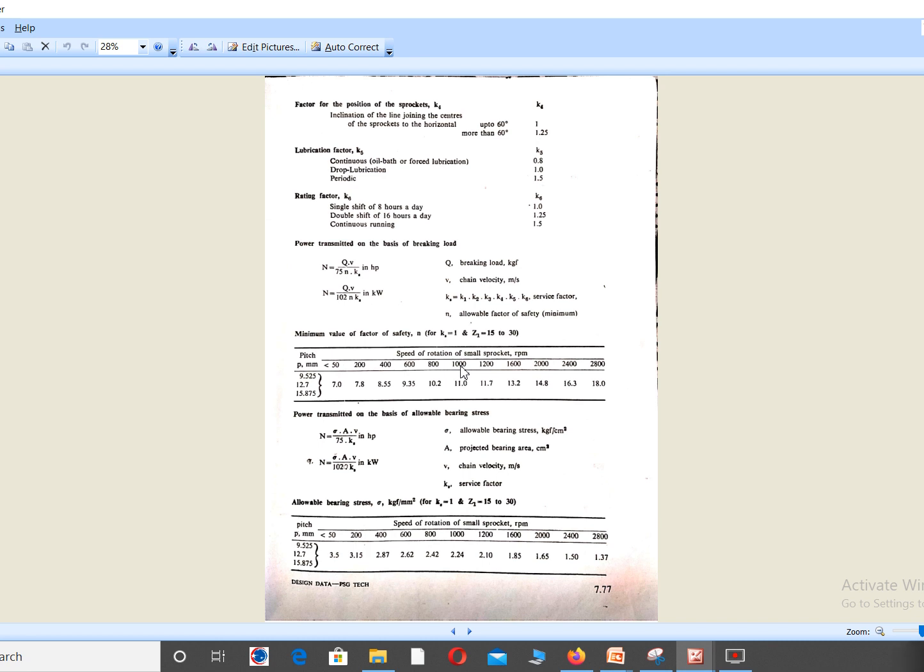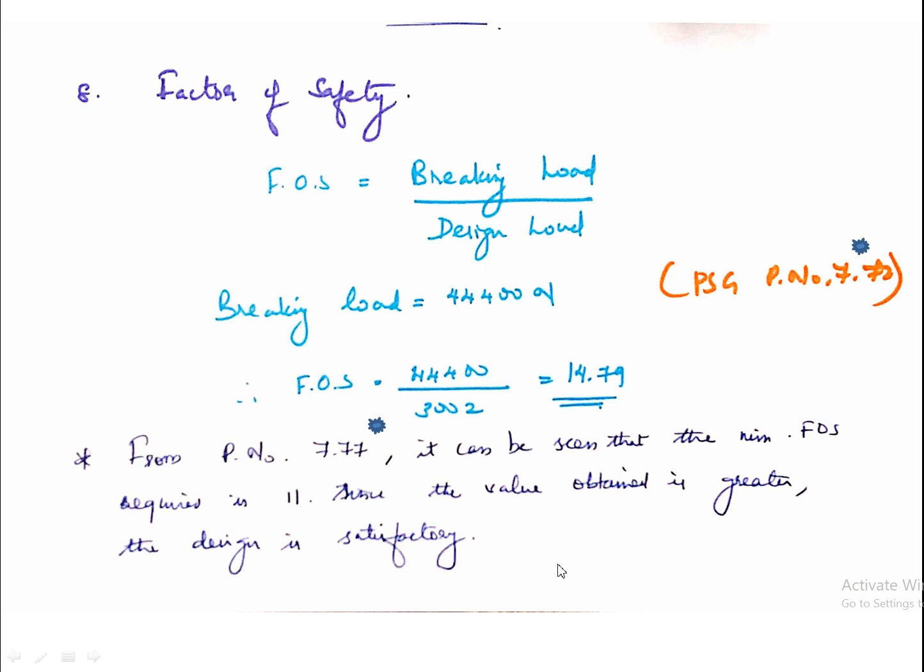Now if the sprocket is running at 1000 rpm and has a pitch of 15.875, the minimum factor of safety that you should take is 11. A minimum factor of safety of 11 is mandatory as far as this design is concerned. But what we have obtained is 14, which is far above 11, right? So it is safe, and you can continue with the factor of safety as 14 itself. If the value were coming below 11, for example 8 or something, you would need to redesign. So the value of factor of safety is fine, meaning the design is satisfactory up to this step.